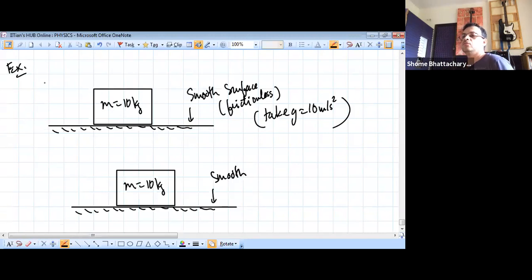Now in case 1, what is happening is I'm applying an external force like this. And in case 2, I'm applying that same external force like this. Or you can even say that I'm applying it from this side. I'm pulling it from this side.